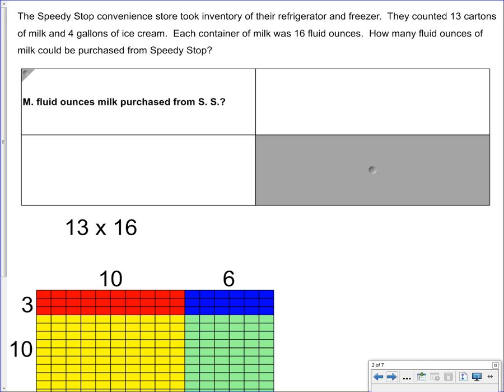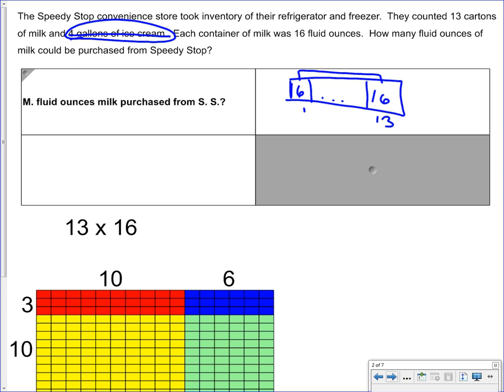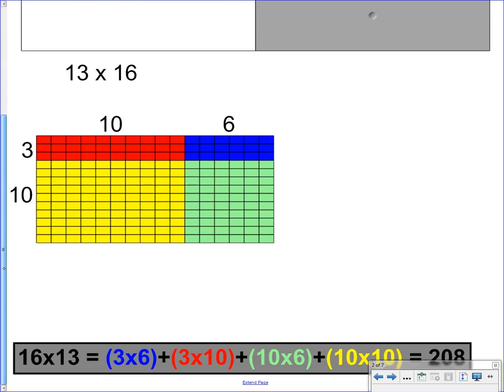We're going to reread to fill in our details. So I'm not even looking at the 4 gallons of ice cream. That doesn't matter to me right now. What does matter is the 13 cartons. So here are my 13 cartons. And then each one of those cartons is 16 ounces. And I want to know how many ounces that is total. So the way we're going to solve this is by multiplying. We're going to do 13 times 16. Now, you can see I have it already set up for us down here.